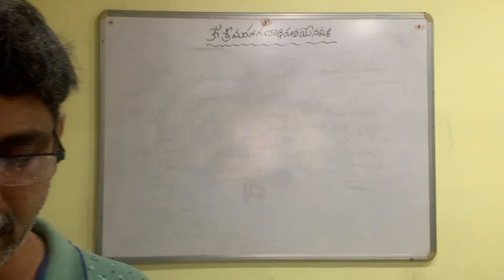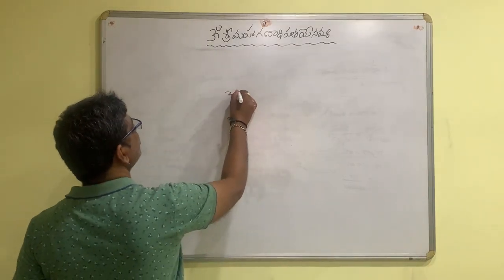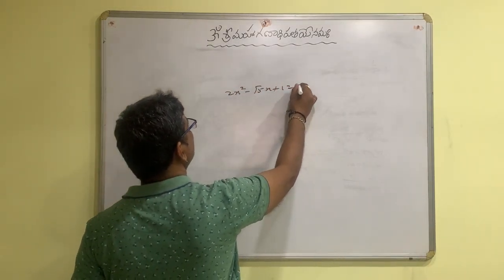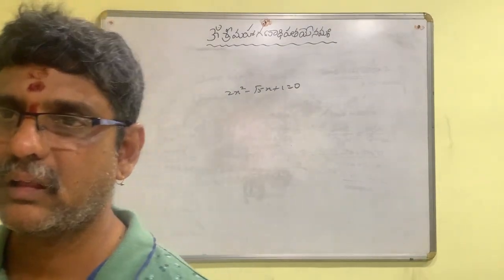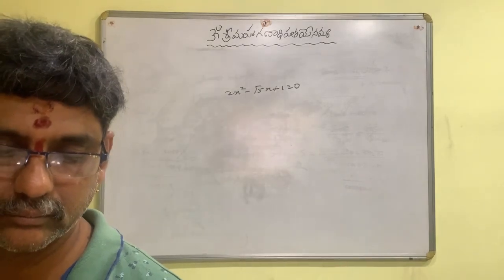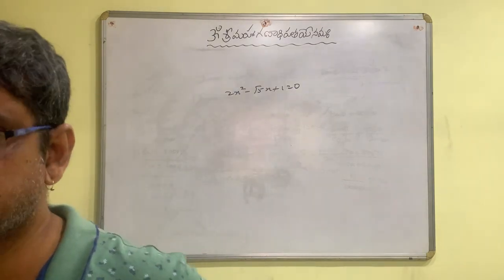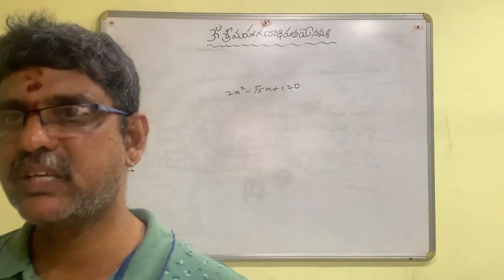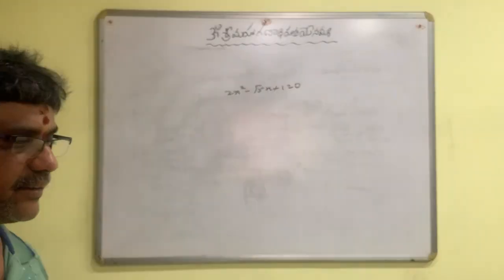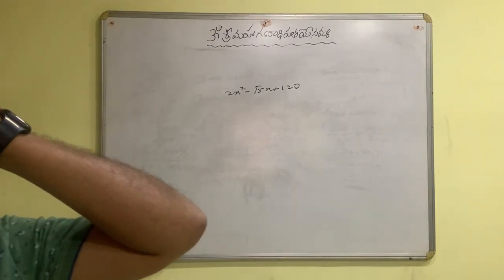The quadratic equation 2x square minus root 5x plus 1 is equal to 0. What is the nature of roots? B square minus 4ac. No real roots, correct answer. B square minus 4ac, you are getting 5 minus 8, negative 3. You are getting a negative value.